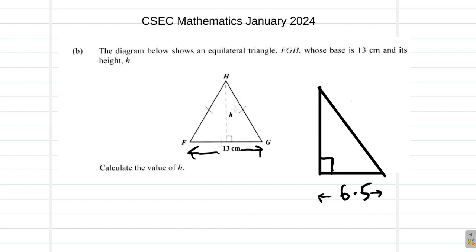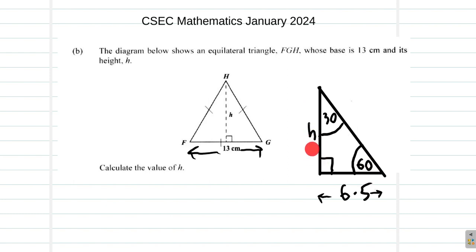Now they say it's an equilateral triangle, and you see the lines here, so you know it's equilateral. You must remember the angles in an equilateral triangle are 60 degrees, and since you cut this in half, this is 30. But then they want H, so you can say this is H. You have this 60 right here.